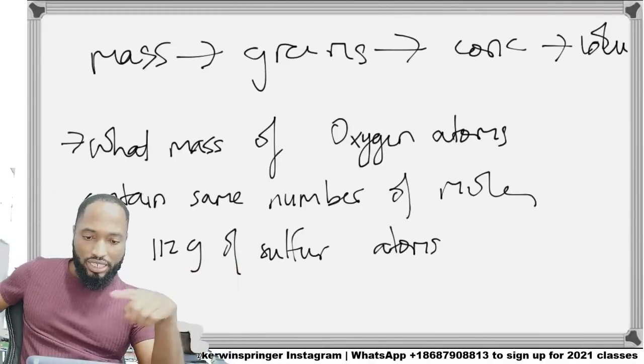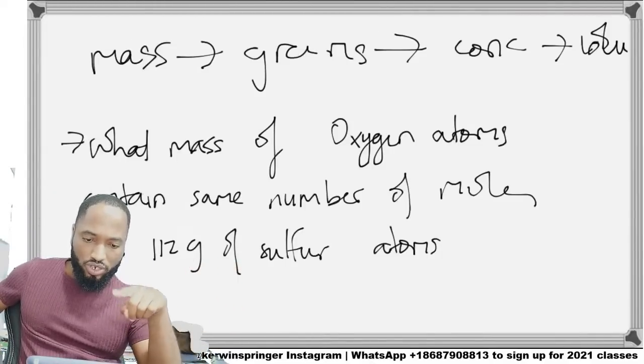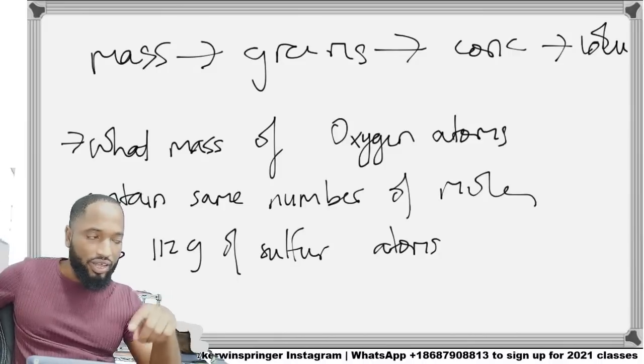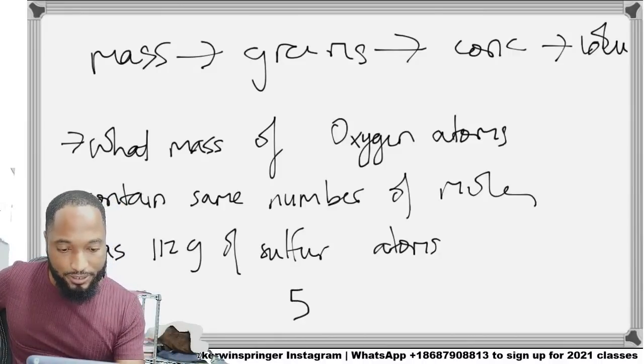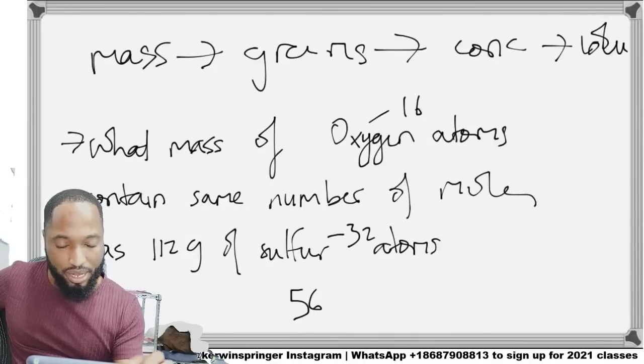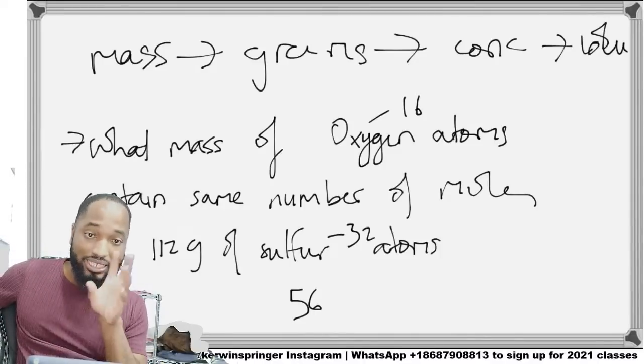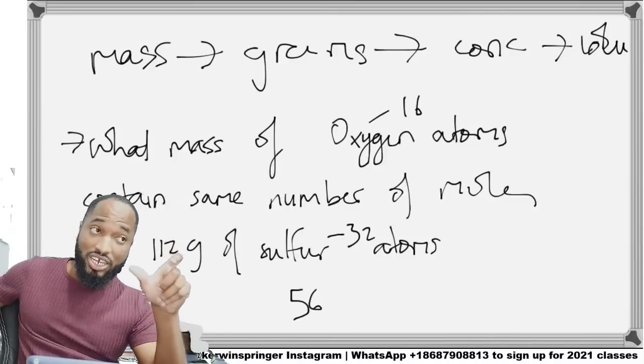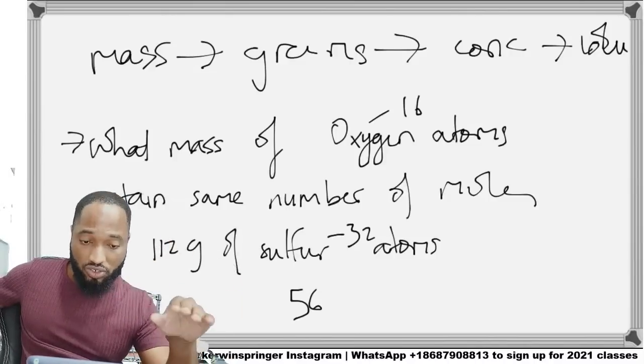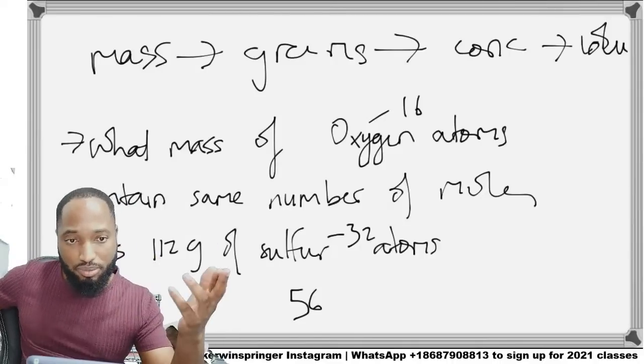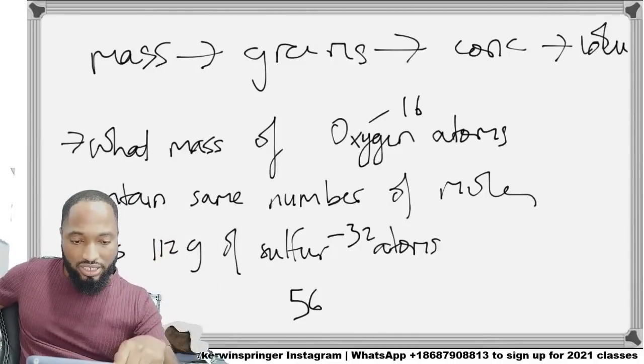What mass of oxygen atoms contains the same number of moles as 112 grams of sulfur atoms? Yes, the answer is 56. Because sulfur is 32, you don't need to know that, it gives you the mass. And oxygen is 16 by itself. Not oxygen gas. Oxygen atoms by themselves are 16. Oxygen gas, you have to multiply by 2, O2. So this is 32, this is 16.